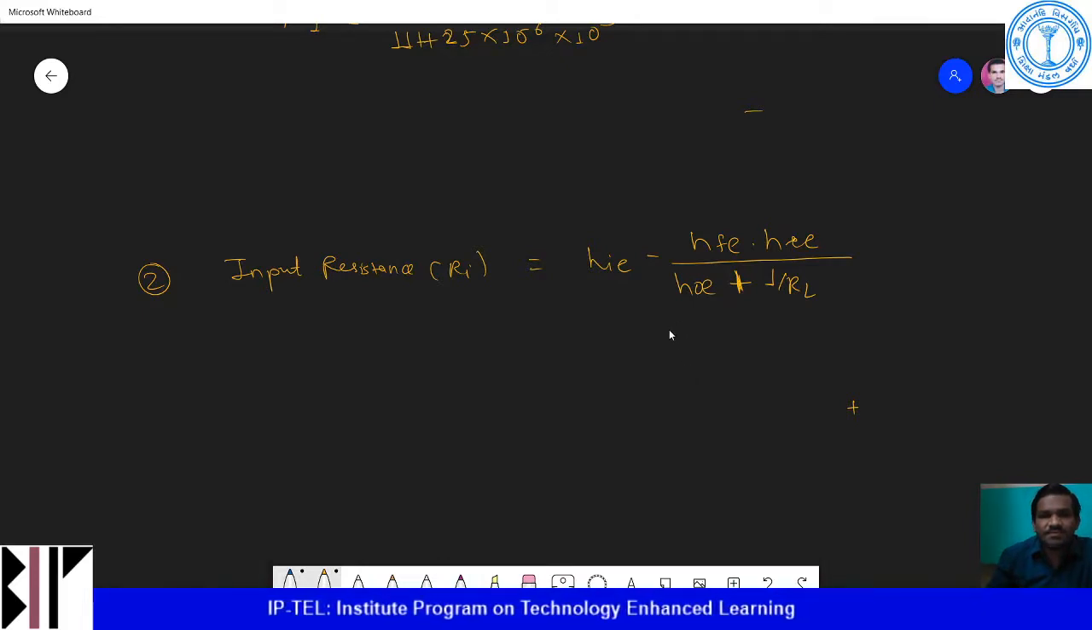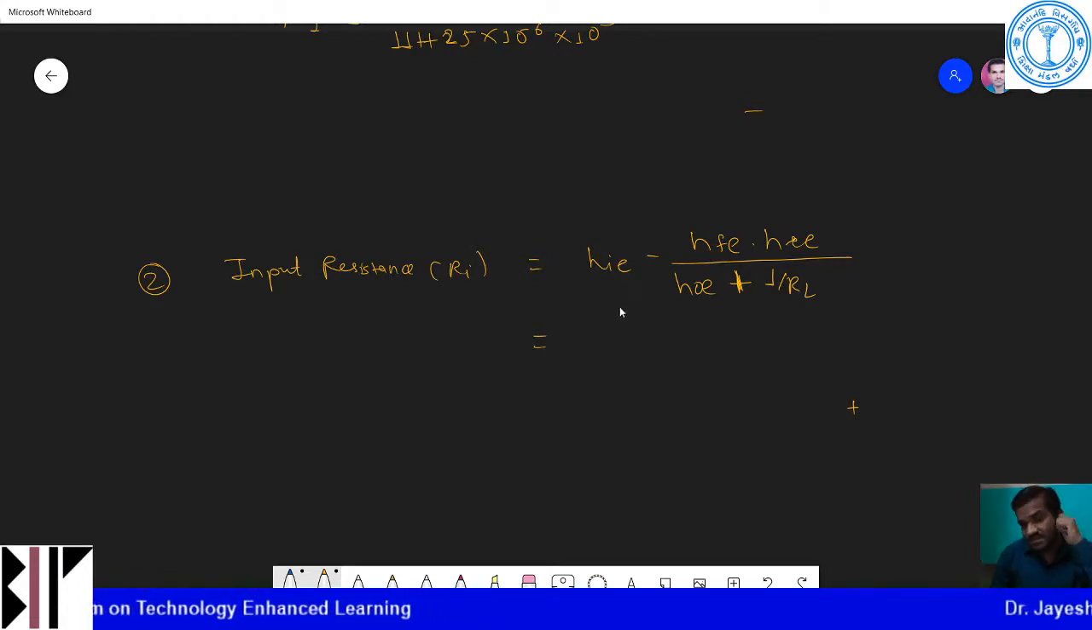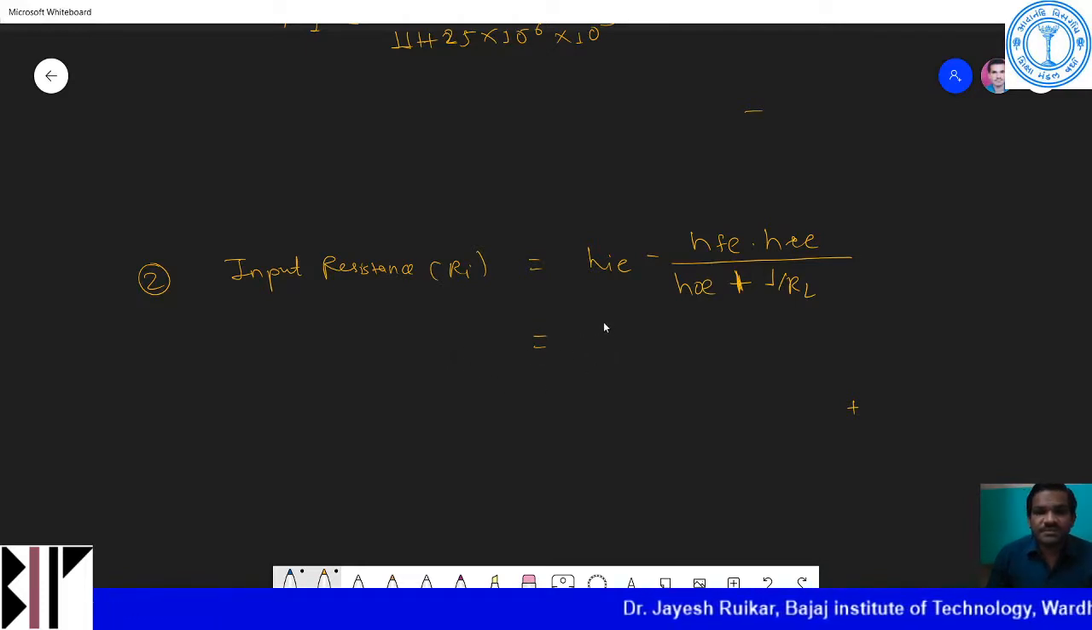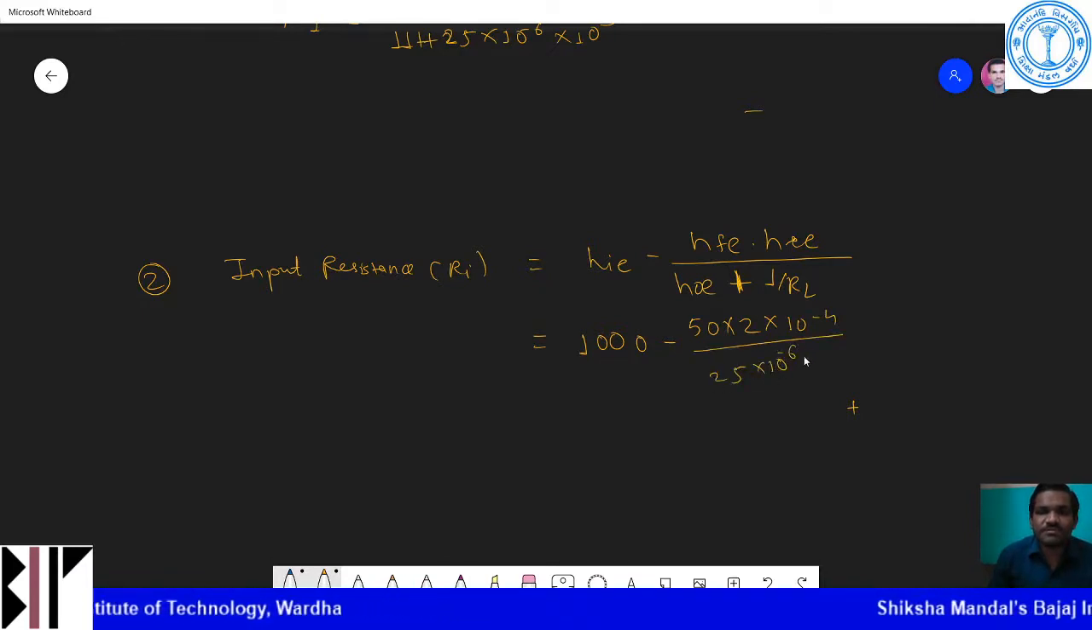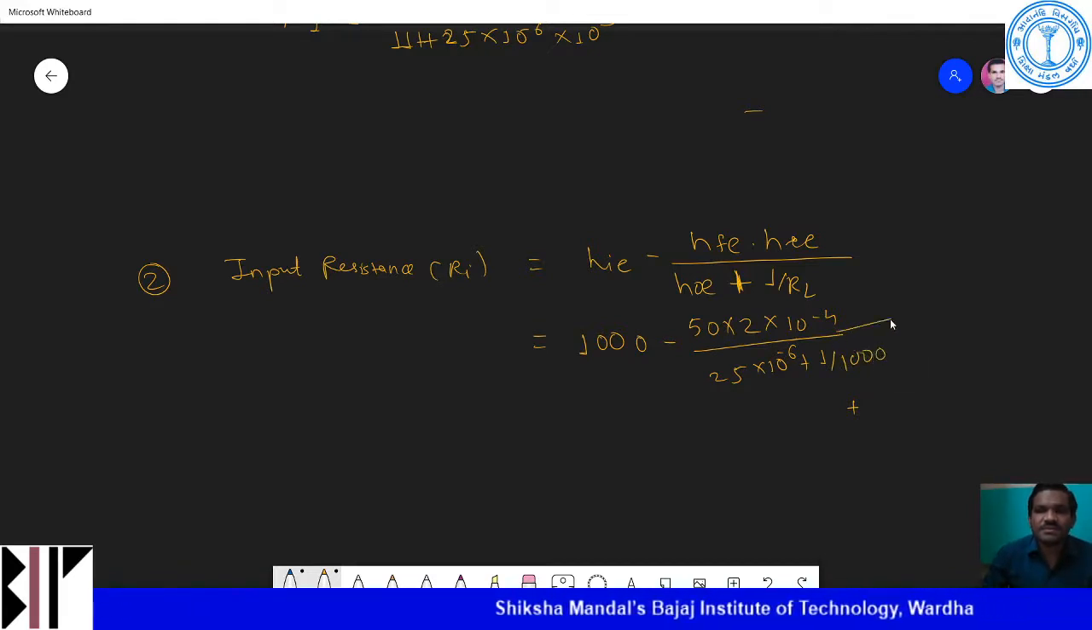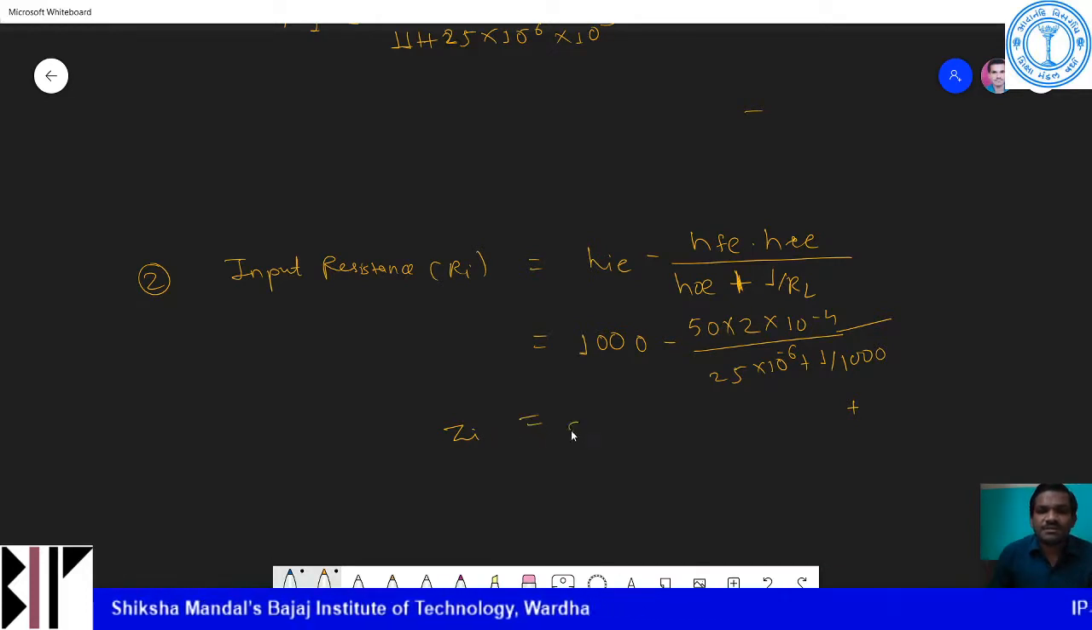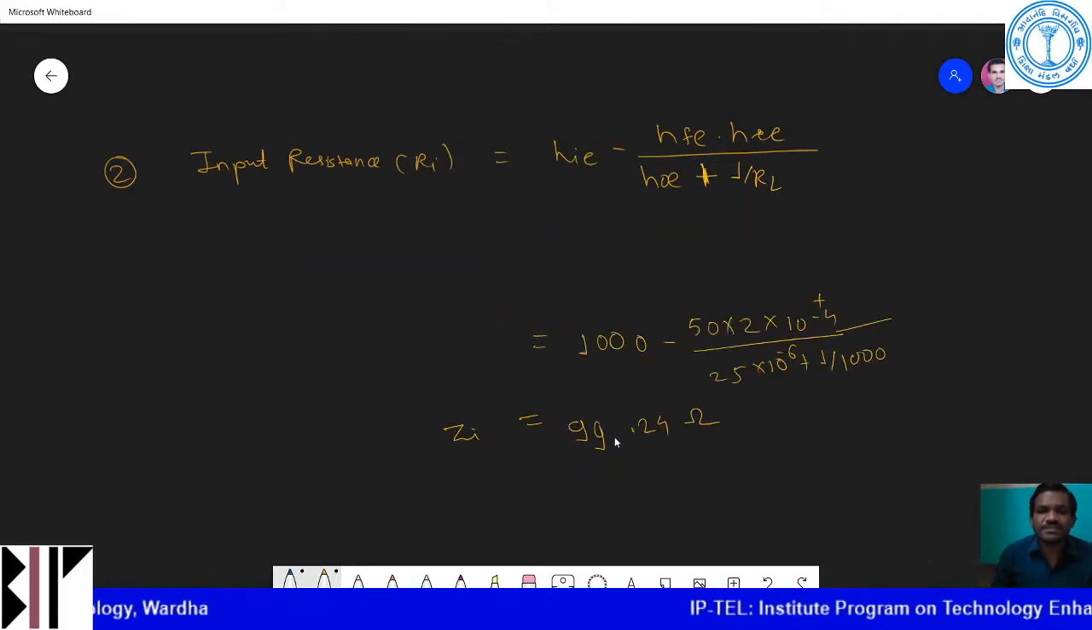If you put these values, HI value you can put 1000, and then HFE is minus 50. Okay, so I will put this value. First, 1000 minus 50 into 2 into 10 to the power minus 4 divided by 25 into 10 to the power minus 6 plus 1 by RL, that is 1 by 1000, and then your ZI comes out to be 990. Okay, I have this direct value, 990.